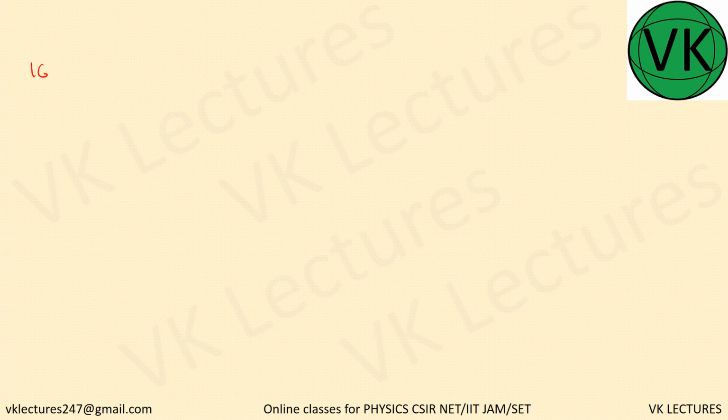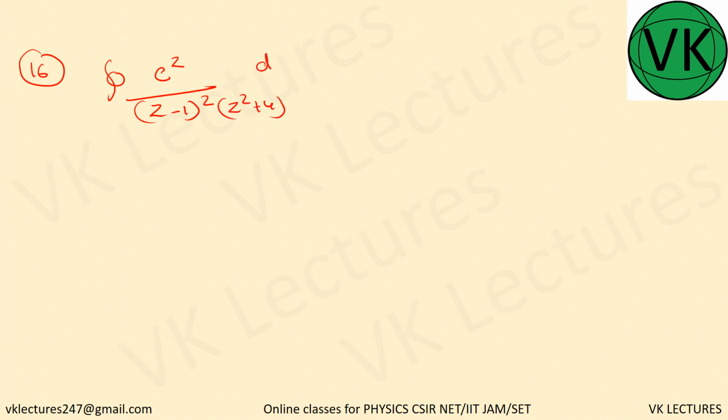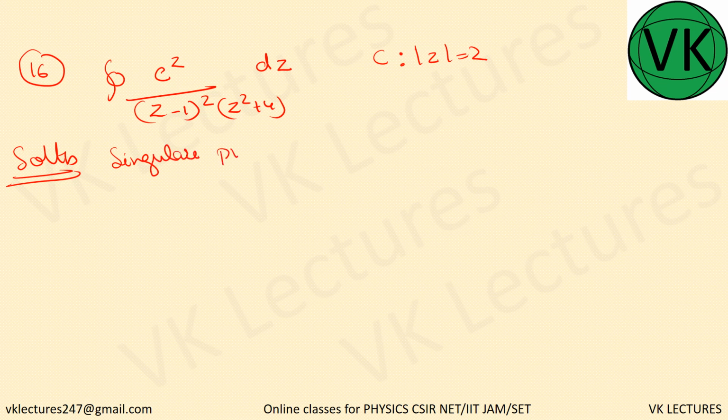Next question: closed integral e raised to z divided by (z - 1) whole square into (z square plus 4) dz. So here contour is given as modulus of z is equal to 2. So solution is the singular points are at z is equal to 1 and z square is equal to minus 4. So modulus of 1 is less than 2, which is inside, and z is equal to plus or minus 2i.